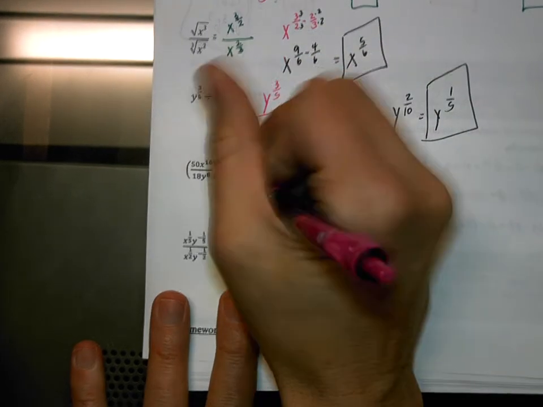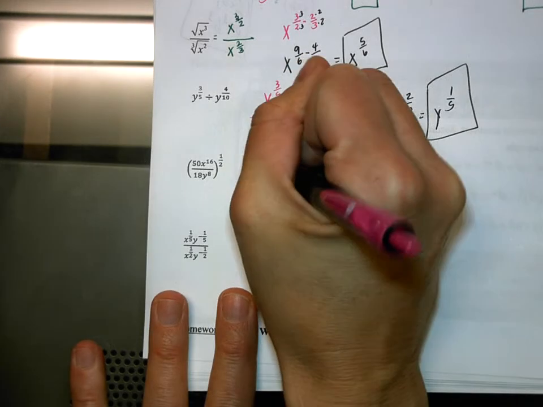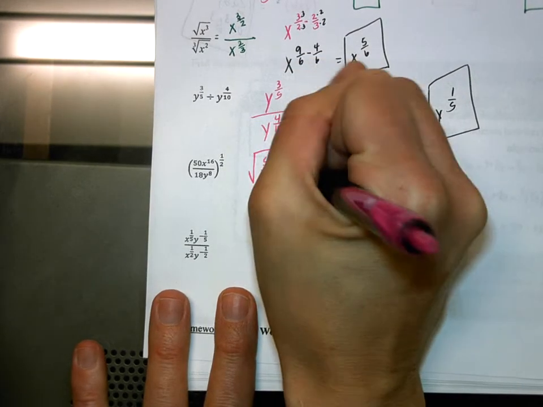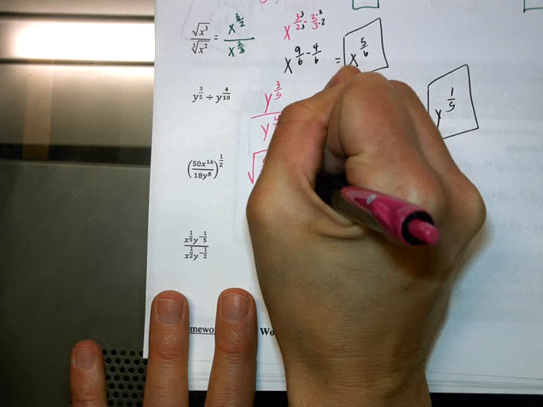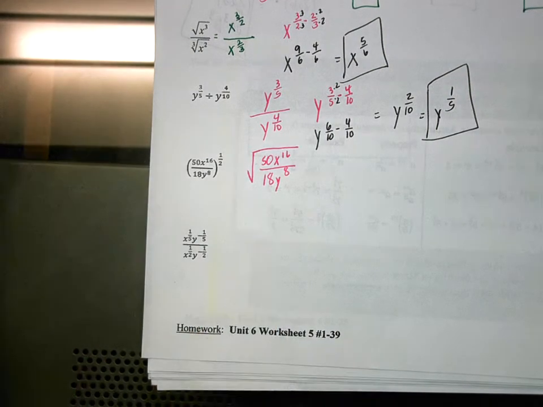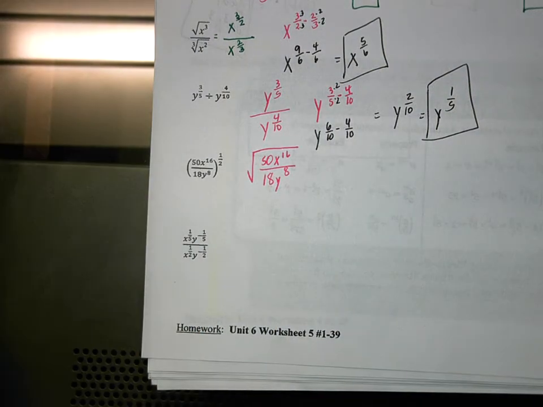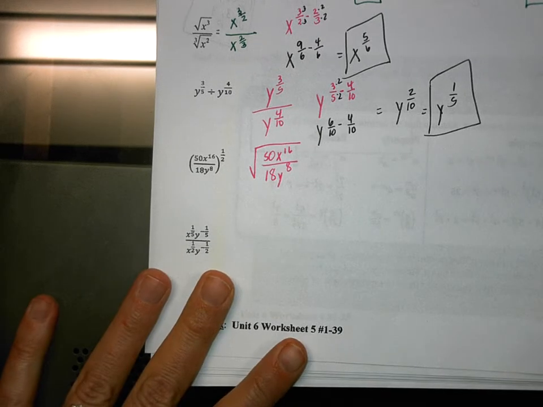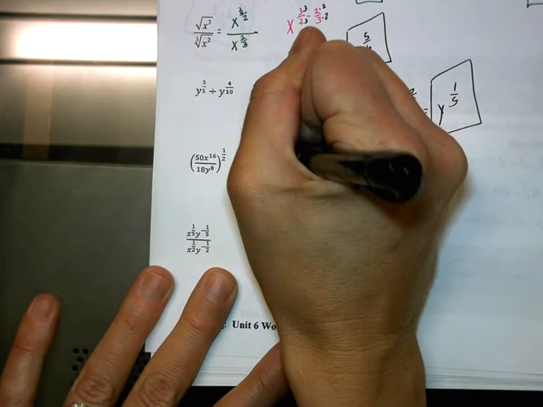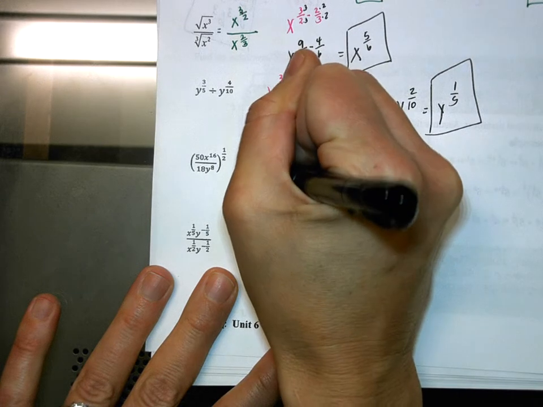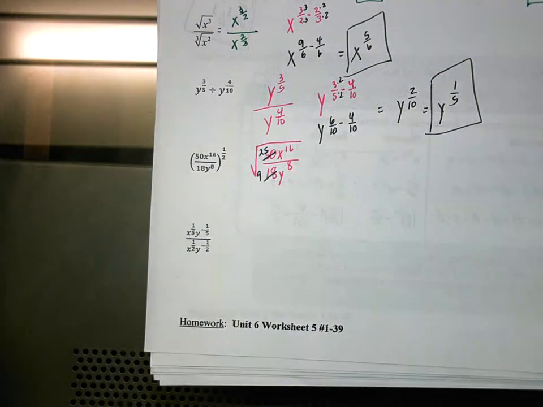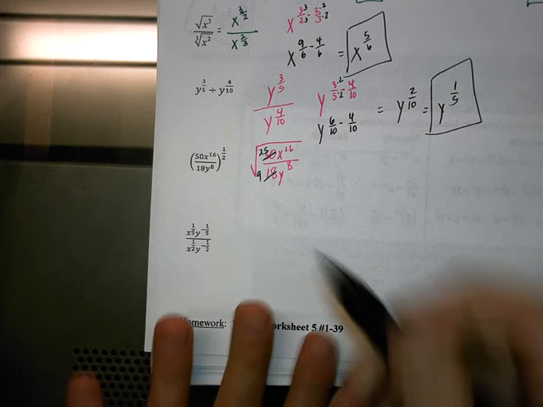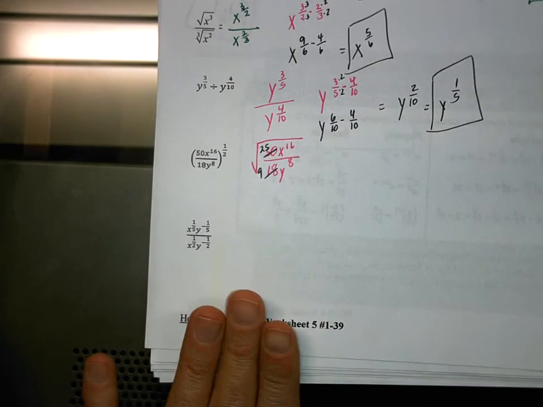So again, the whole thing is 50x to the 16th power over 18y to the 8th. Now, because they are both under a root, what do I know? I can reduce them. So what can 50 and 18 both reduce by? 2. So 50 becomes, and 18 becomes, and can I reduce any of the x's or y's? Yes. Well, I can't reduce them this way, right? But I can take out groups.